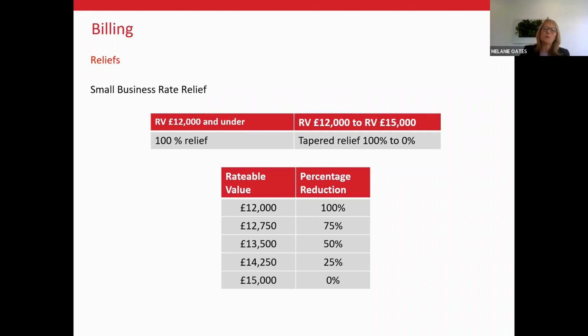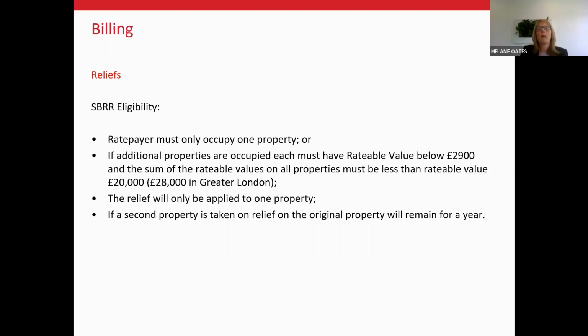Now, in terms of eligibility for the small business rate relief, a ratepayer must only occupy one property. You can have other properties, but if there are additional properties, and these are occupied, each must have a rateable value below £2,900, and the sum of the rateable values on all properties must be less than £20,000, or £28,000 in Greater London, and the relief will only be applied to one property.